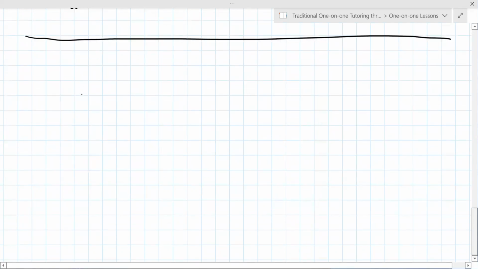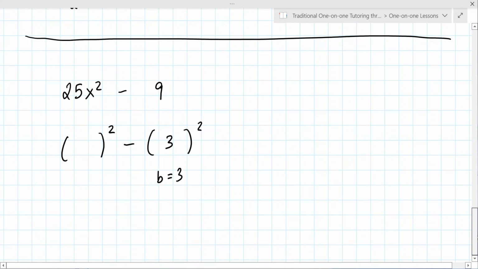Let's say it's 25x squared minus 9. So I'm going to write parentheses below it here. The one that's usually easiest is the number. So this is a question for you, Jeremiah: what number squared gets you back to 9? 3. Okay, and this is now your B. Your B is 3.